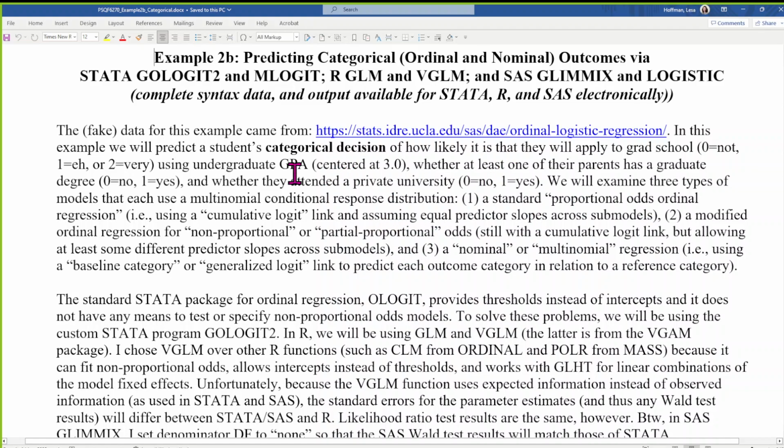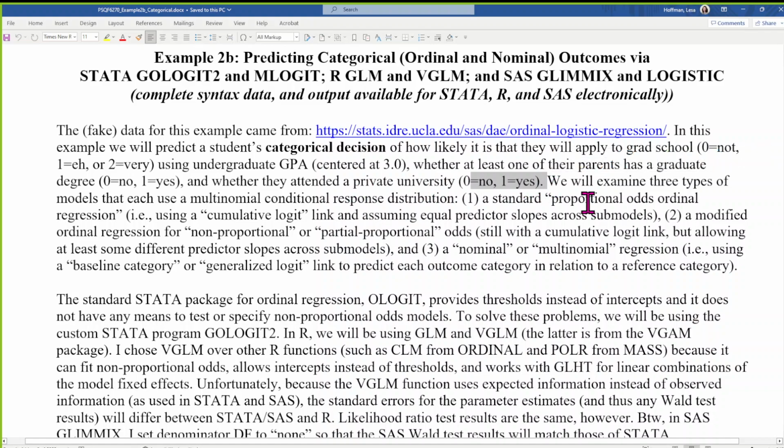Okay, so I have a lot of descriptions of the data and caveats here about why I'm using what packages I'm using. This is example 2b. This is the same data set that we used for the first example, but now we're predicting the 3 category variable of how much they want to apply to graduate school, where I've decided on the labels. 0 means I'm not going to apply, 1 is eh, and 2 is yes, I'm very likely to apply to graduate school. We're looking at undergraduate GPA, whether one of their parents has a graduate degree, and whether they went to a private university as our 3 predictors, the same things.